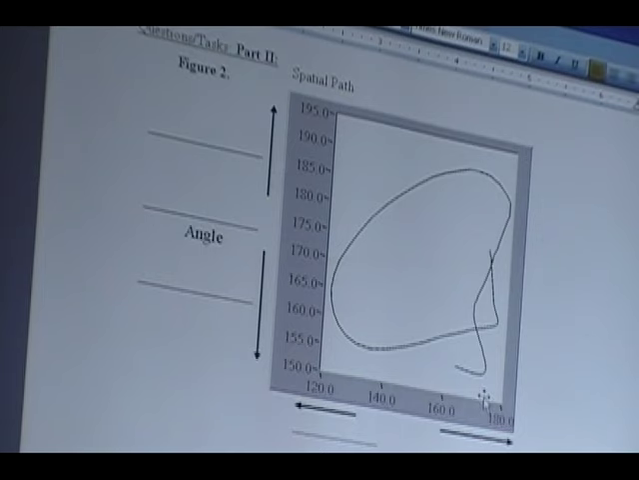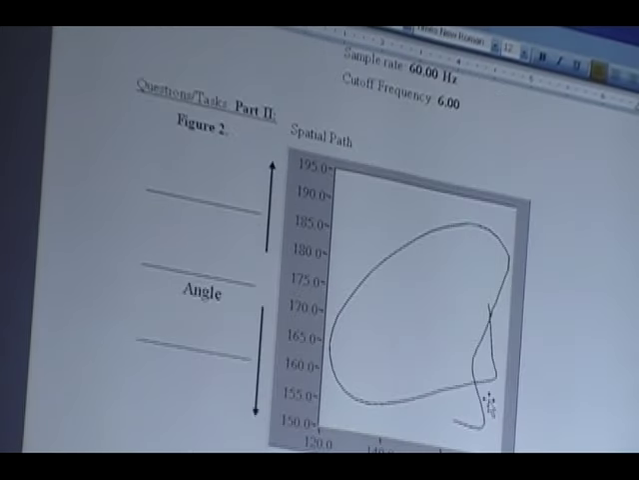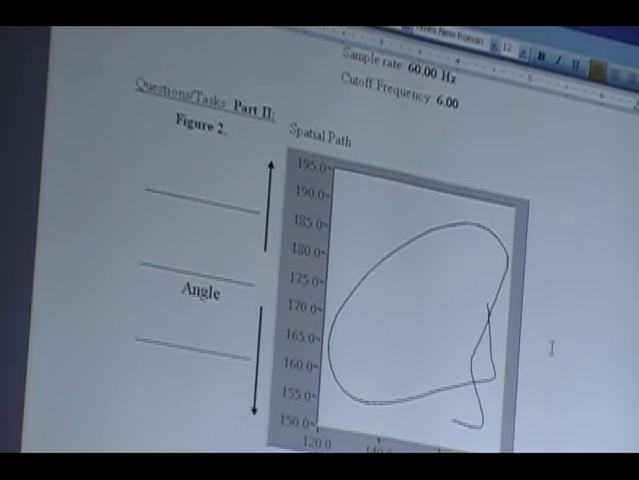So for this part, I'm not going to tell you the answer, but I need you to fill in. Tell me the angle: is this hip or knee? Is it flexion or extension? Tell me which is the beginning, and whether it goes clockwise or counterclockwise. Show me how the joints coordinate.